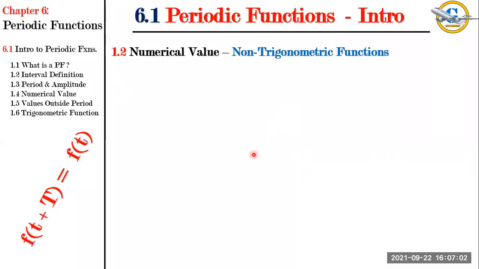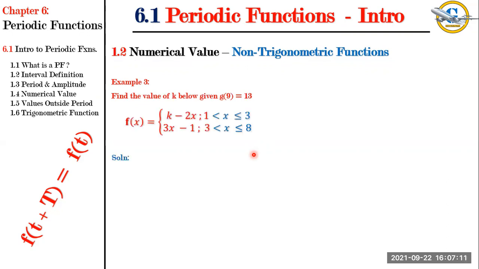So we continue. Example number 3: find the value of k below, given that g of 9 is equal to 13. So that's the function. We want to find the value of k given that g of 9 is equal to 13. If you look at this g of 9, there is no 9 inside this domain or inside this period. The highest value here is 8. There is no 9. So first of all, start by looking for the period.